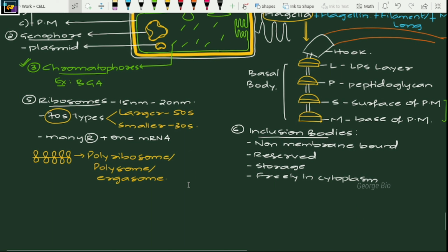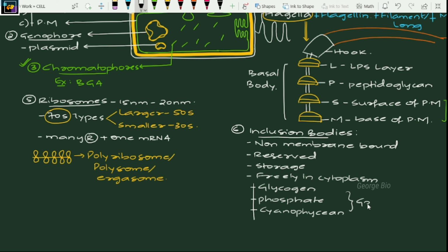Now, what are the different types of inclusion bodies that are present? It includes glycogen granules, phosphate granules, and cyanophycin granules that are present.